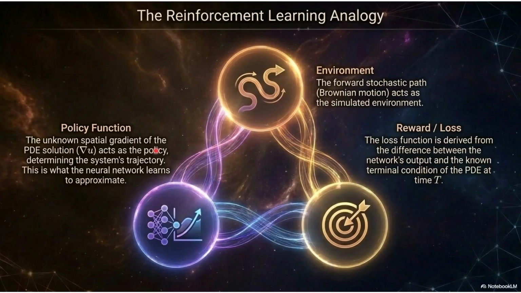So we can understand this mechanism through a reinforcement learning analogy. The forward stochastic path, Brownian motion, acts as our simulated environment. The unknown spatial gradient of the PDE solution acts as our policy function, which determines the system's trajectory. This gradient is exactly what the neural network learns to approximate. Finally, the loss function acts as our reward or penalty, derived from the difference between the neural network output and the explicitly known terminal condition of the PDE at time T.